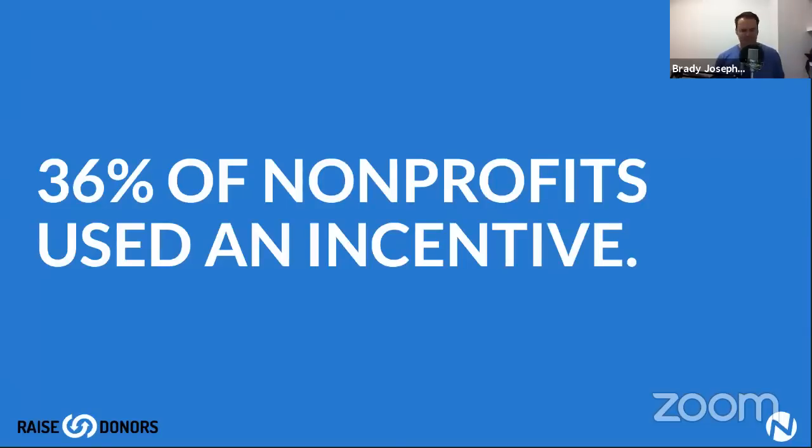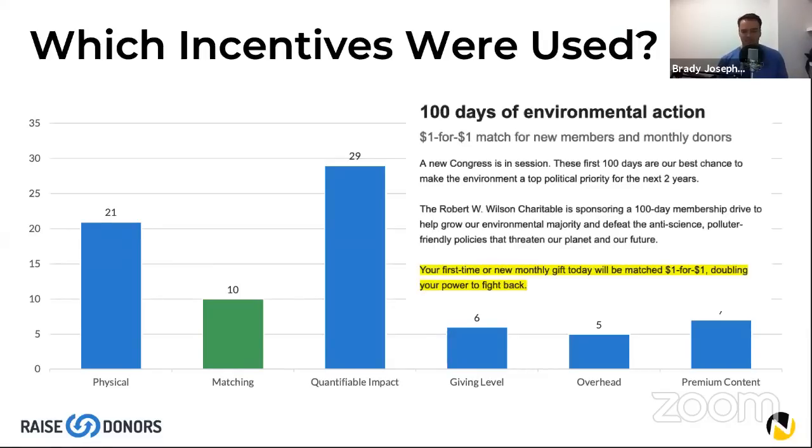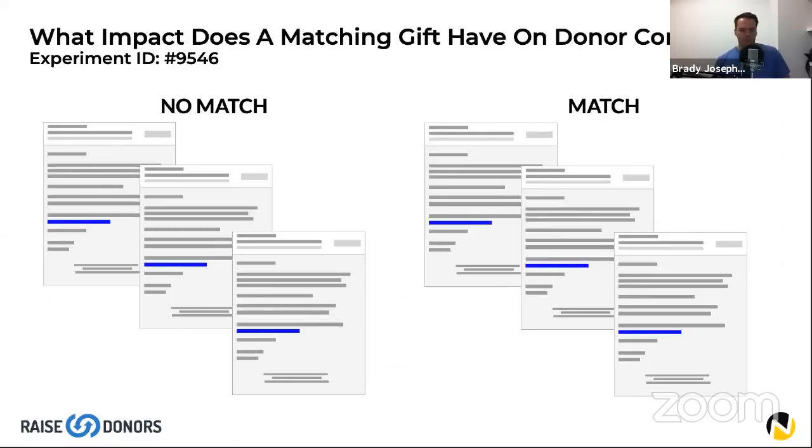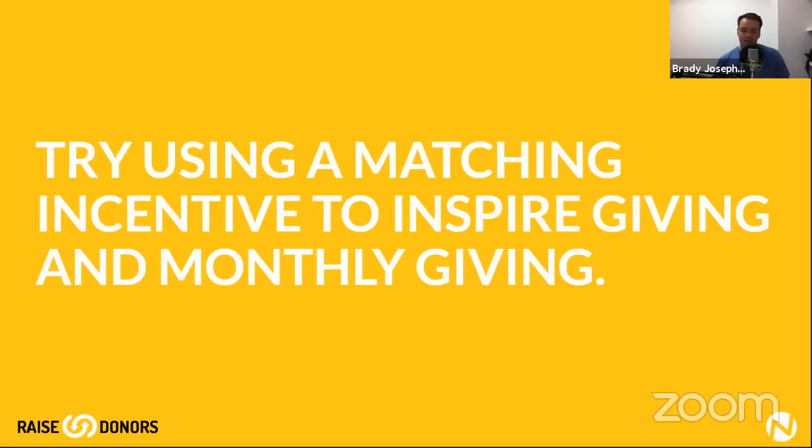Again, we looked at things like incentives. 36% used incentives. 10 organizations used match. We saw a few more organizations trying to use it to incentivize monthly giving. That's a trend that we're seeing as we look year to year. Matching does work. I know we get asked all the time. Here's an experiment. 3 emails that don't talk about the match. 3 emails in a campaign that highlight the match. Almost an 88% increase in conversion rate highlighting the match. So if you're not using matches, maybe that's something you can do, or can you use that to inspire monthly or recurring giving?